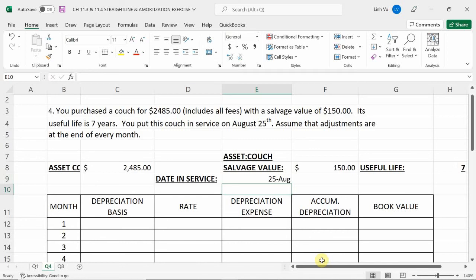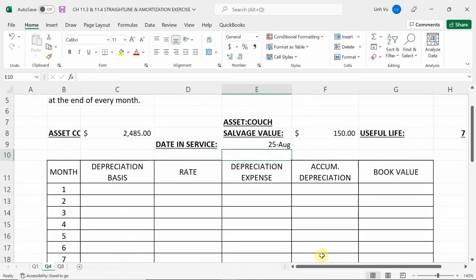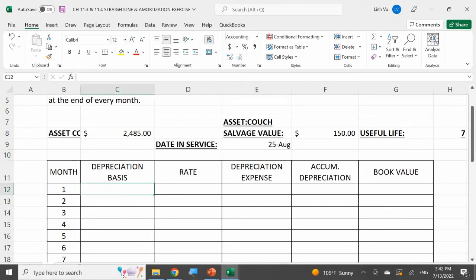So let's go ahead and solve for my depreciation basis. It's going to start with 2,485. What's the formula? Oh, no, the 150 because it's the salvage value. But which number am I taking? 2,485 or 150? You're taking 150 because that's salvage value. My basis is not my salvage value.